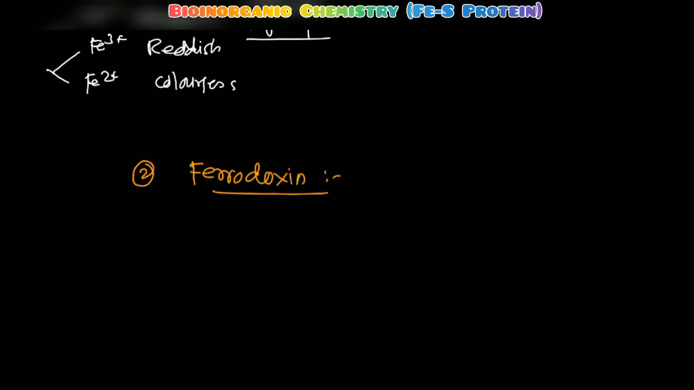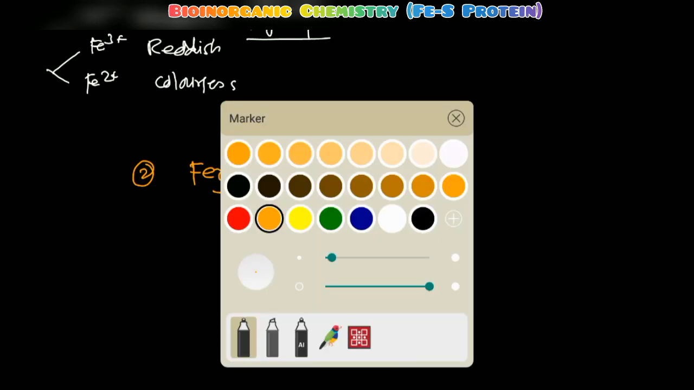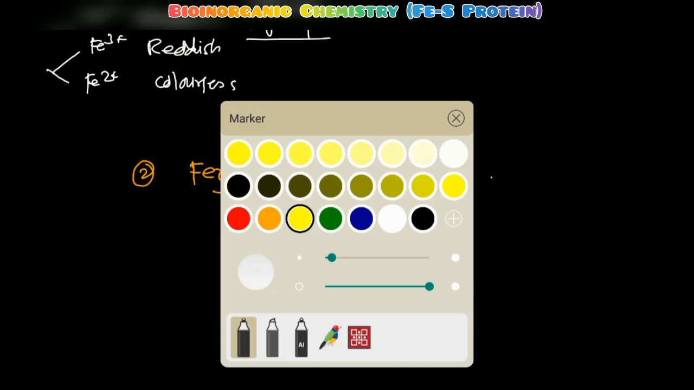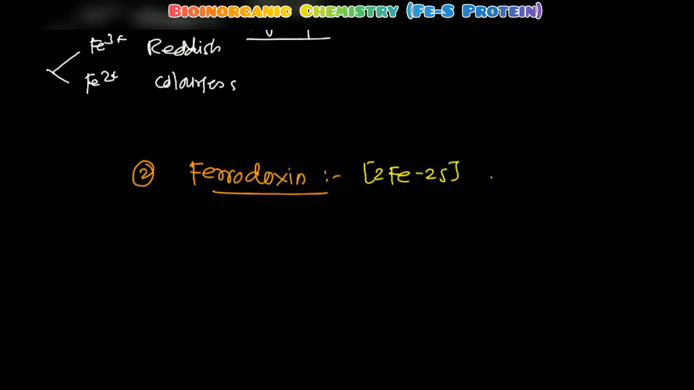Now this ferredoxin is the first example of a 2 iron 2 sulfur type of protein. Structurally it has a bitetrahedral geometry. So what is that bitetrahedral geometry? It means that each iron is in a tetrahedral arrangement.